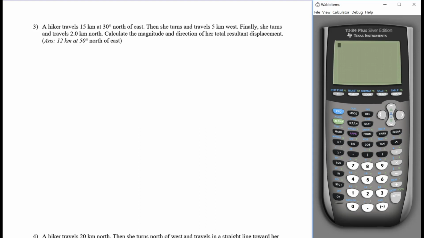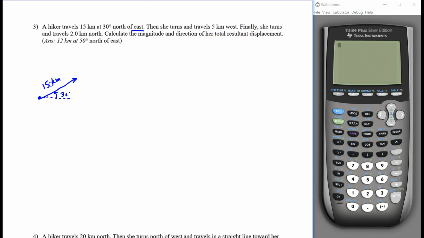Here's a problem involving displacement and vectors. We've got a hiker who travels 15 kilometers at 30 degrees north of east. Let me draw that vector. If I put a dot for the beginning, my reference for this vector is east. We have to go north of east, so we're going to the north by 30 degrees. The vector that she traveled along is on that angle. There's her displacement. Then she turns and travels 5 kilometers west.